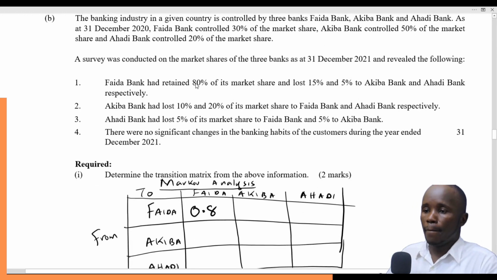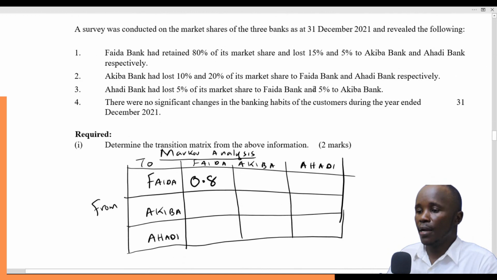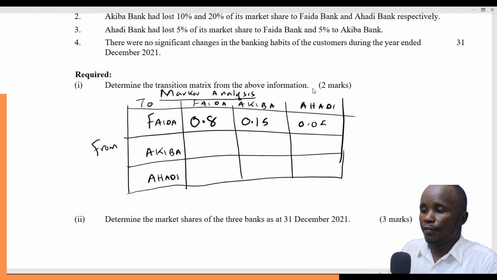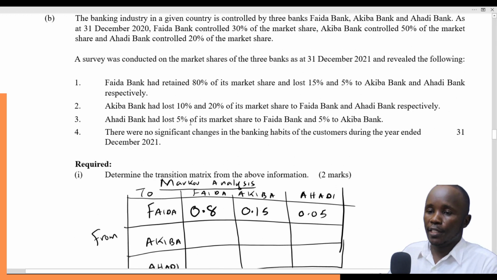Then it loses 15% to Akiba and 5% to Ahadi. So Akiba will take 0.15 and Ahadi will take 0.05. Good. We go to the next statement.